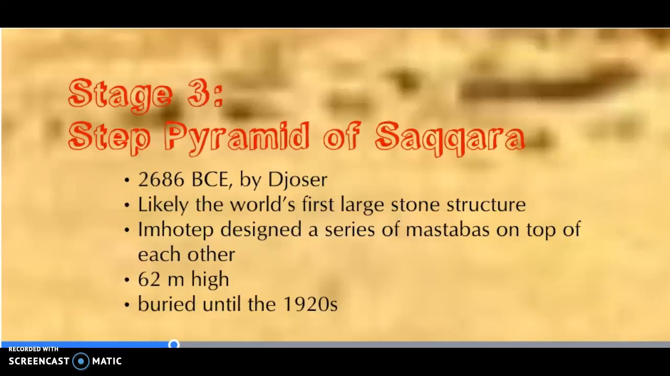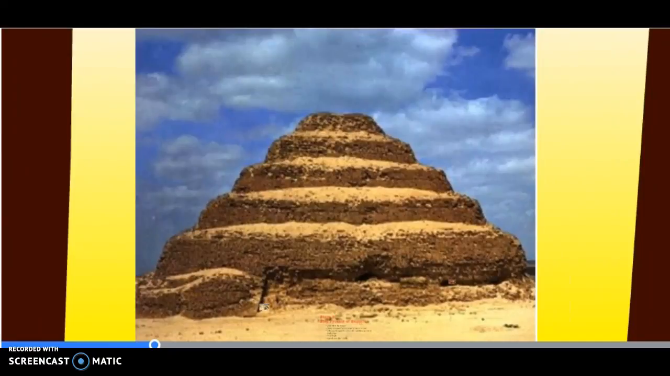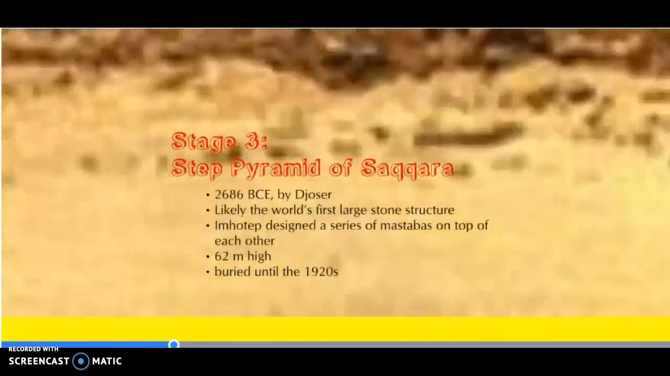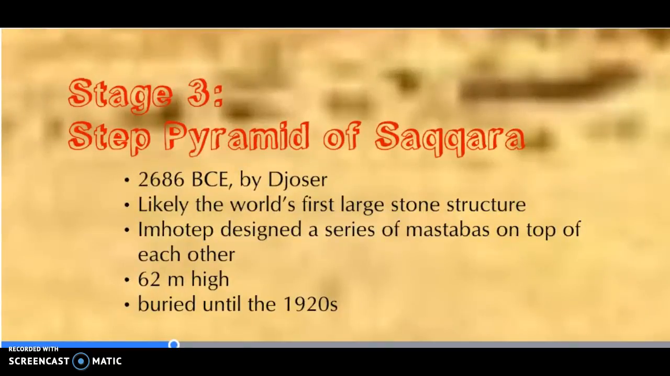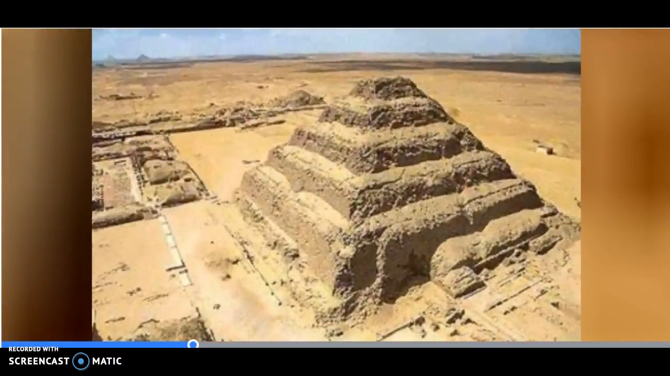Imhotep was the designer, and he designed what essentially is, as you can see here, a series of mastabas, just one on top of the other. So you have the beginnings of the creation of the pyramid structure, but you don't have a very smooth, classic kind of pyramid shape like they create later on. And actually this pyramid was buried until about the 1920s, just under sand, and then they managed to find it. And again, here you can see another image of that step pyramid of Saqqara.